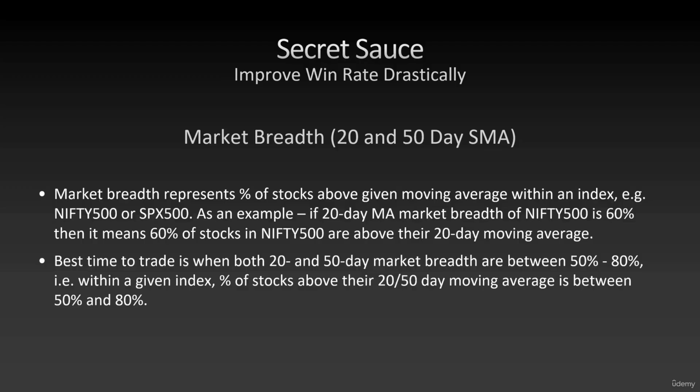You might ask, why not 100%? That's because when the market breadth crosses 80%, that's when historically you will notice that reversals form. So above 80%, this is basically kind of an overbought zone, and reversals can happen. So above 80, it's not wise to take fresh positions. If you already have an existing trade running, it's fine. But above 80, it's not recommended that you take any fresh trades, right?